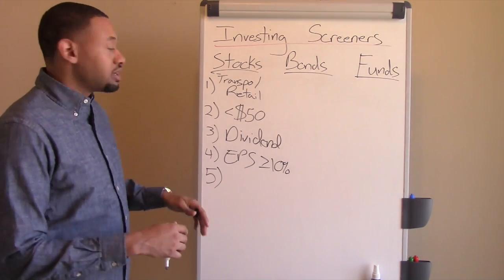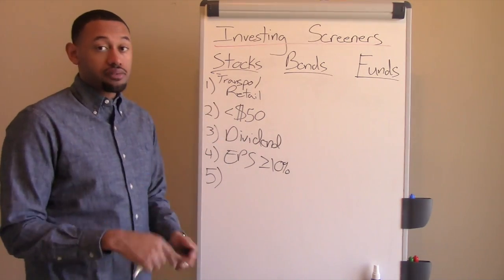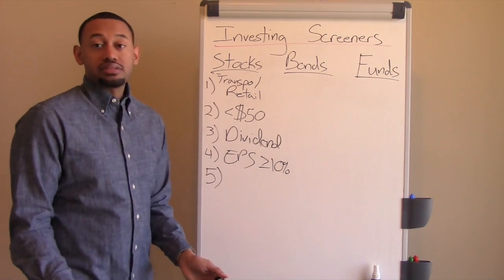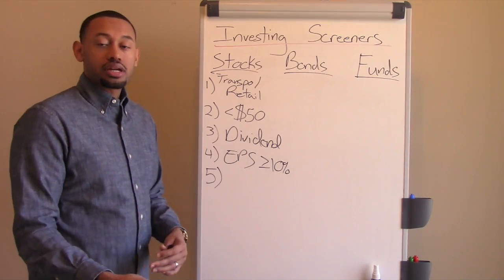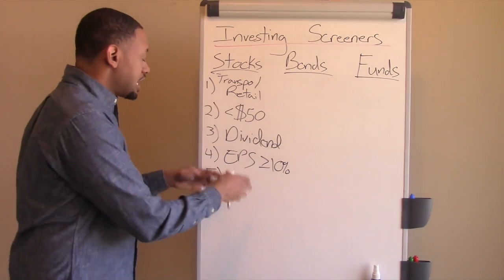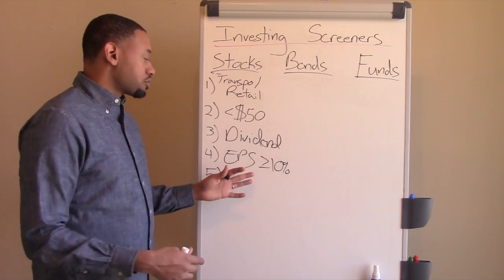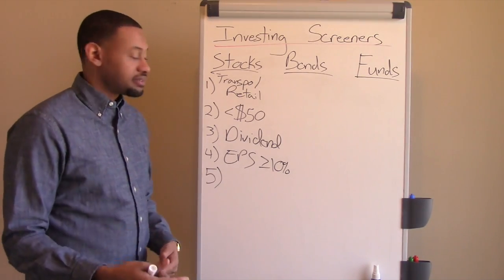So you want to invest in transportation stocks and retail stocks because you like to travel, you like to shop. You want to be less than $50 because you feel that that's just a price that you like. You want it to have a dividend because you want to hedge your gains just in case they're not that much or the stock might decrease. And you want the earnings per share to increase by at least 10% every year. The reason you want the earnings per share to continue to go up is that means that the company is making more money in profit.